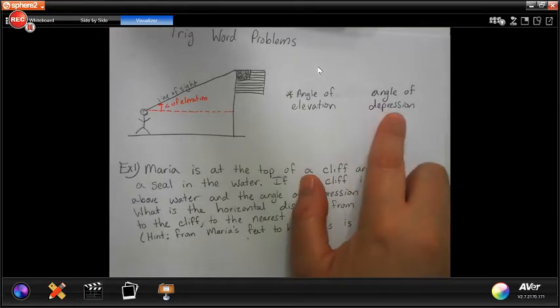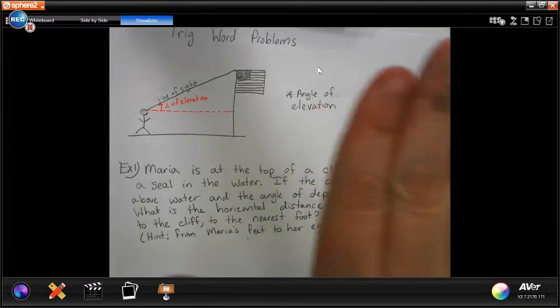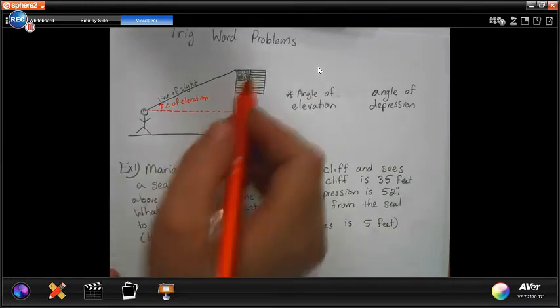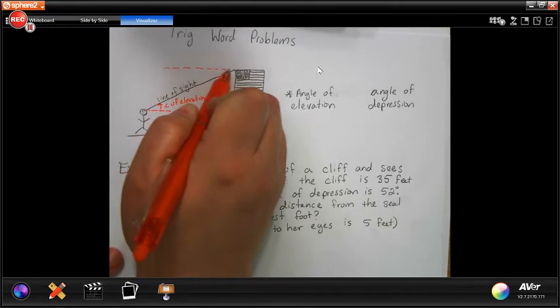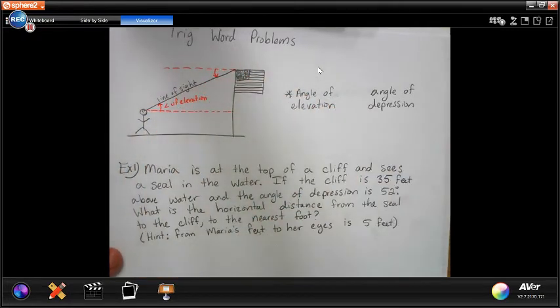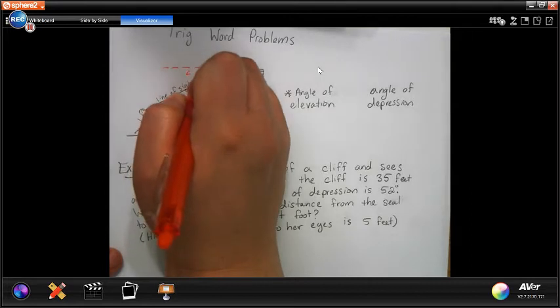Depression, depress. Angle of depression is the other one. So depress is to push down, like pushing down from the top. So angle of depression is from a top horizontal line down to the line of sight, or the diagonal line, whatever the diagonal line represents. So that is angle of depression.